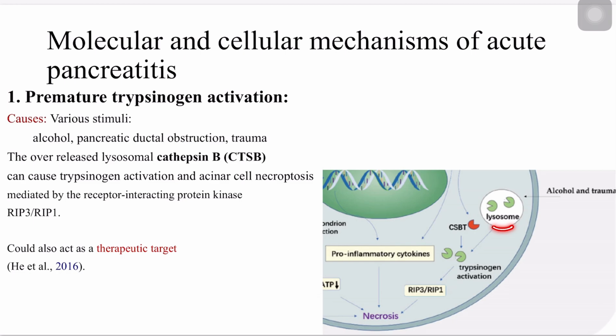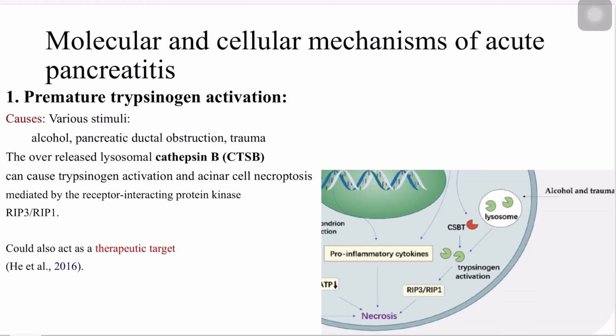In this case, cathepsin B activation happens, and it can cause activation of RIP3 and RIP1, which I will teach in the necrosis cascade, and it can cause necrosis. It's one of the important molecular and cellular mechanisms of acute pancreatitis.